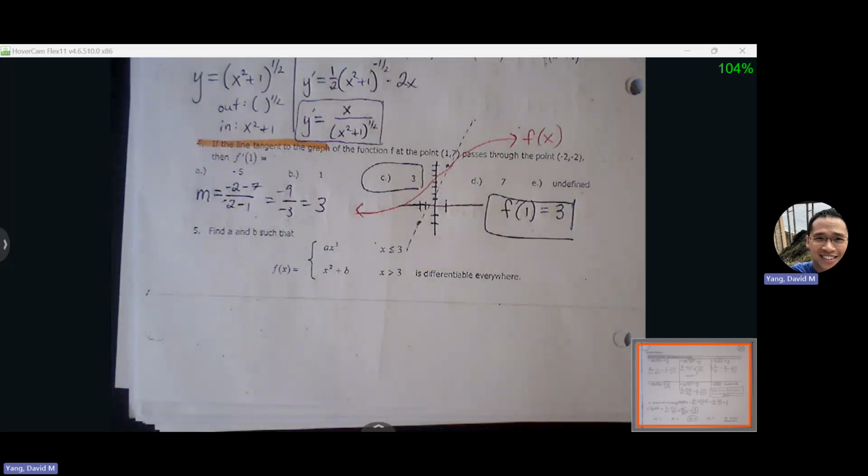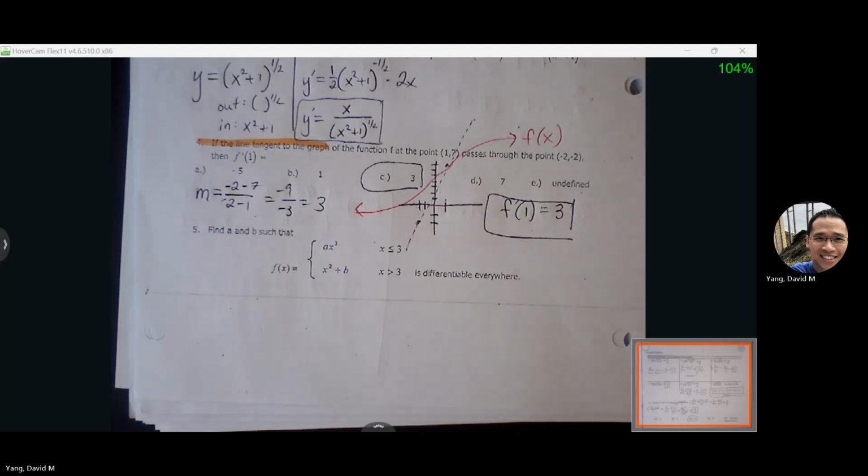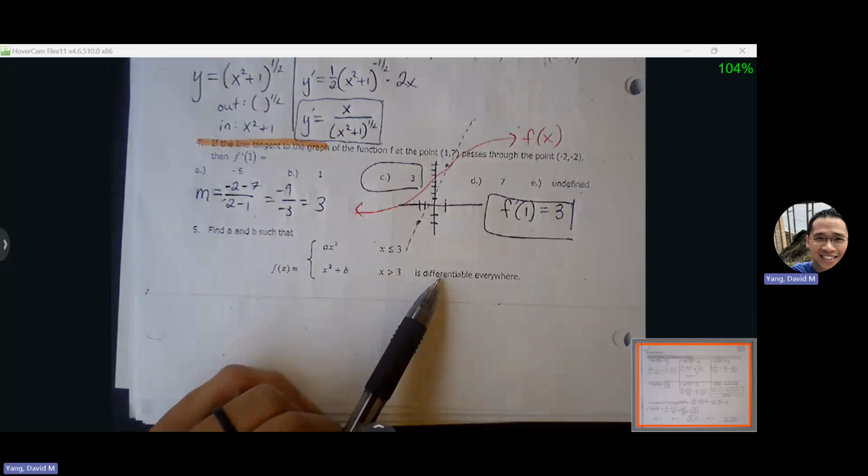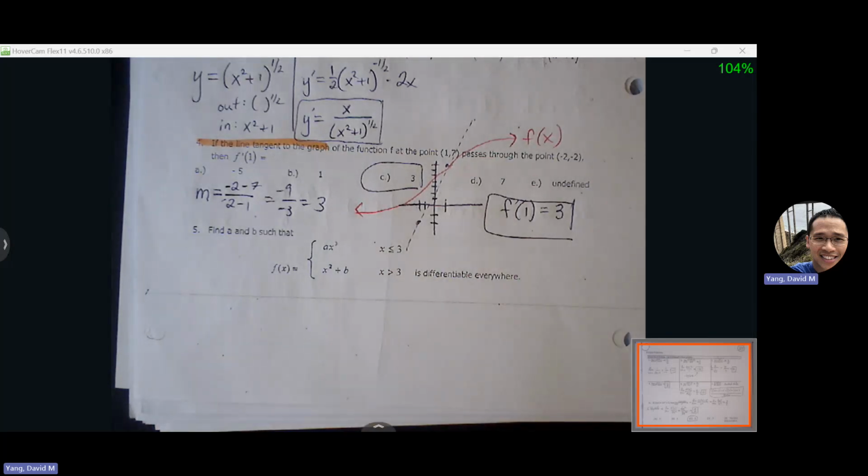Number 5, find A and B. So this is what we just did, right? So can you guys try this one? It's differentiable everywhere. So we know that not only are these two graphs going to share the same y value at x equals 3, they're also going to share the same slope at x equals 3. So do what we did on the previous page, set up 2 equations, and see if you can solve for A or B, or whichever order the equation makes it easier for you to do.